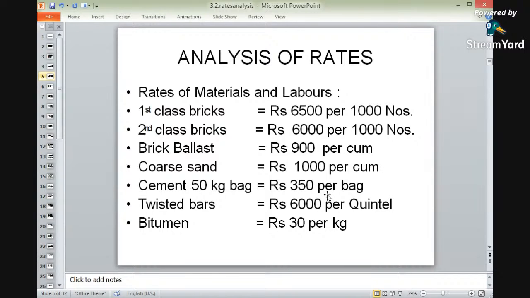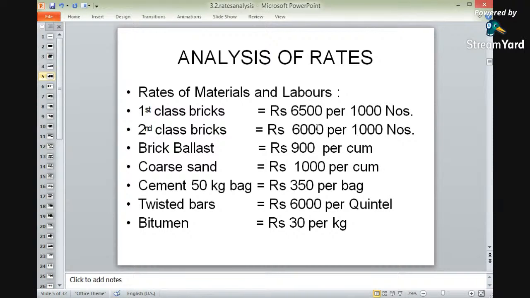That is, it is taken as 6,500. In some cases, it is also 7,200 or 7,100, but I have taken this as 6,500. That means per brick the rate we have taken is 6.5. So we can take 6 to 7 as the rate per brick.